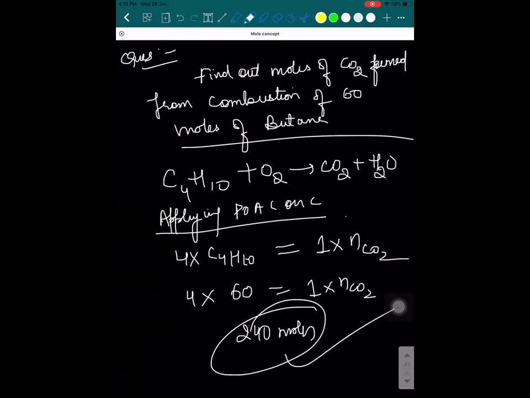Understood? Still any doubt in the POAC? Please let me know in the chat box, or you can raise the hand. I will teach you till 5 and or even 4:45. Then I will take your doubts from the mole concept sheet.